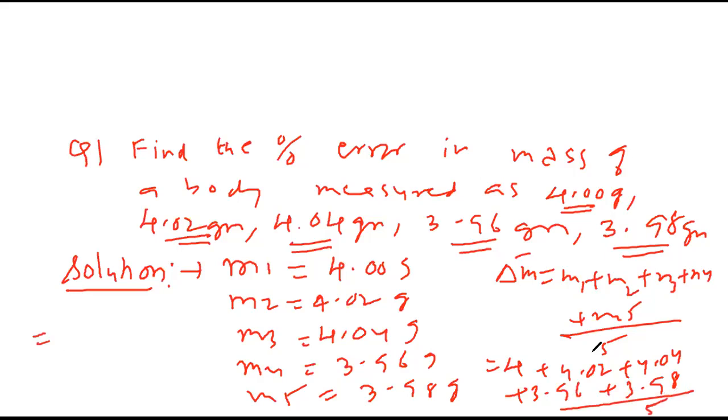Now if you add carefully, 8 and 4, 12; 12, 20 grams. So the total when you add is 20 upon 5. Correct? So 4 is the most probable value. Sir, is it M bar or delta M bar? M bar. Delta will be for the error. Solve till this.